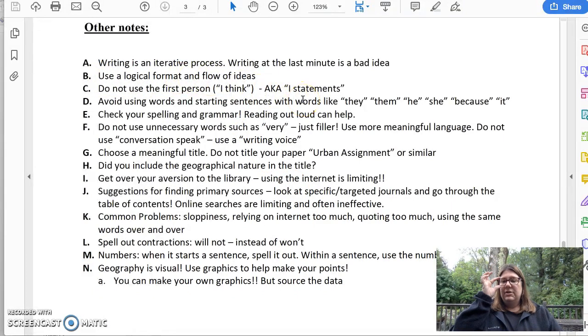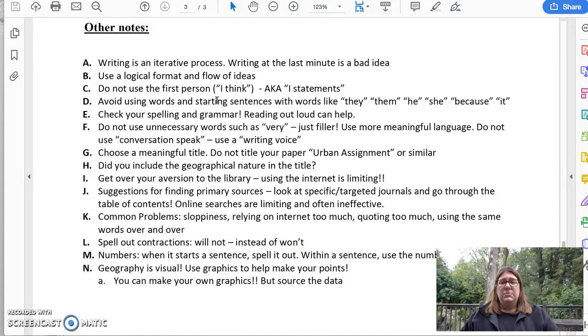Writing is an iterative process. If you just try to write a paper and turn it in without going through it and editing it several times, it's not going to be well written. It just doesn't work that way. Okay, make sure you're being logical in your flow of ideas. Do not use the first person or I statements. So don't say I think or I learned or I anything.